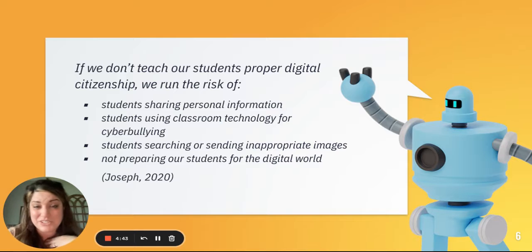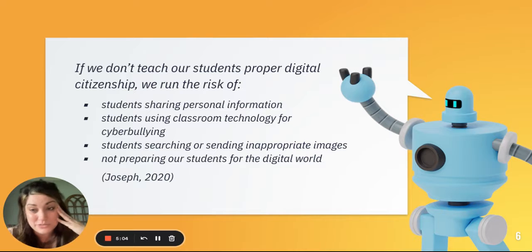And if we don't teach our students proper digital citizenship, we run the risk of students sharing personal information, even some of us sharing personal information. You just can't be too vigilant with this kind of stuff. Students using classroom technology for cyberbullying. I remember my first year of teaching, that happened.